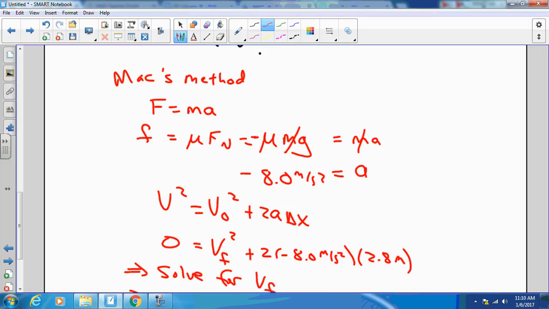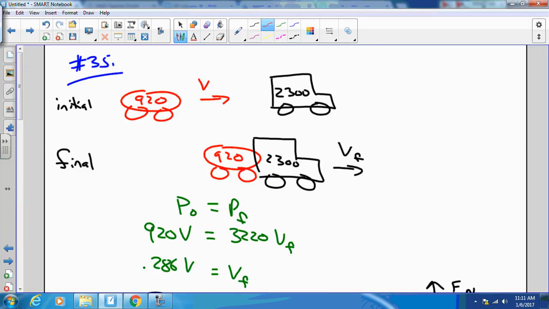Yes? I understand the top part, but how did you get from the v squared equals v initial squared, and you got the 0 equals v final squared? Oh, okay. So what's happening is, if we look at our thing here, we had a V and we had a V final after the collision, right? Right after the collision is when the sliding starts.